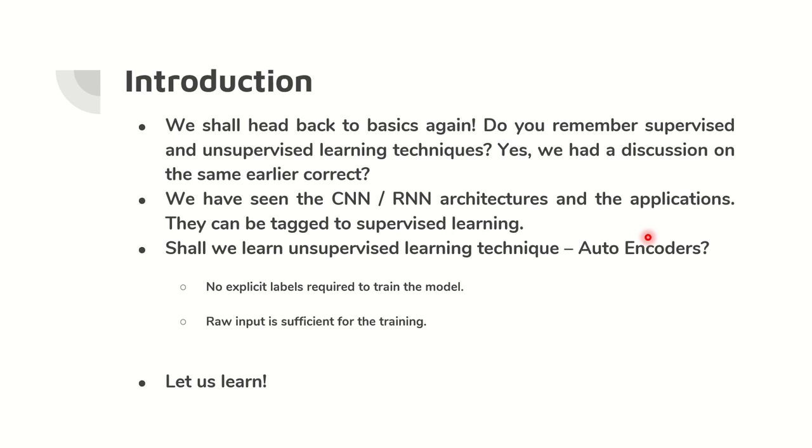Right, I'm heading back to the basics again. We have discussed supervised learning and unsupervised learning techniques in my machine learning playlist. I hope you remember it. CNN and RNN architectures are some of those which can be tagged to supervised learning. But we are going to talk about autoencoders, which get tagged under unsupervised learning. We need to understand a very clear point: autoencoders are unsupervised and no explicit labels are required to train the model, and raw input is sufficient for the training. These 2 points are fundamentals, remember them. No explicit labels required, raw input is sufficient for training the model.